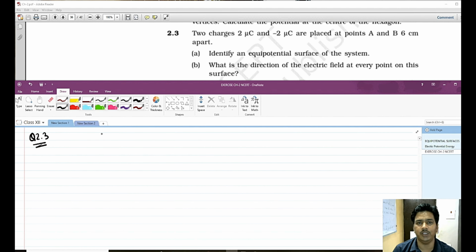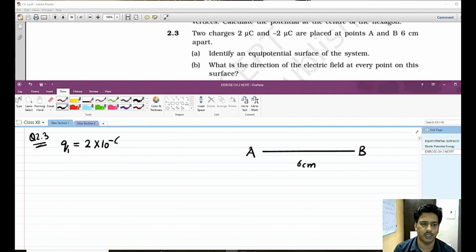In question number 2.3, two charges, 2 microcoulomb and minus 2 microcoulomb, are placed at points A and B, 6 centimeter apart. So first we separate the two charges A and B, 6 centimeter apart. The magnitude of charge at point A is equal to 2 microcoulomb, that is 2 into 10 to the power minus 6 coulomb, and the charge at B is minus 2 into 10 to the power minus 6 coulomb.